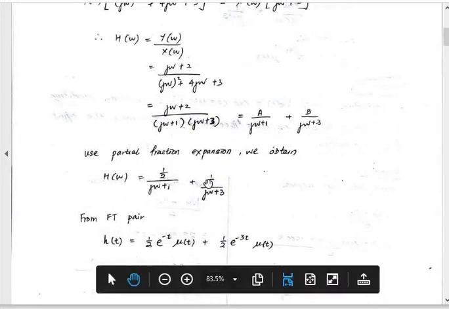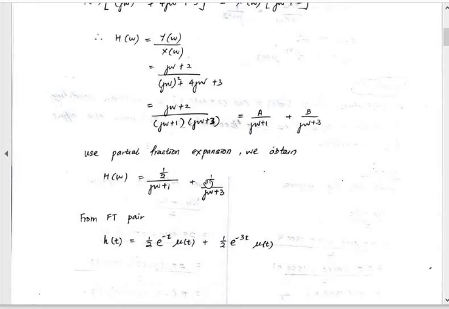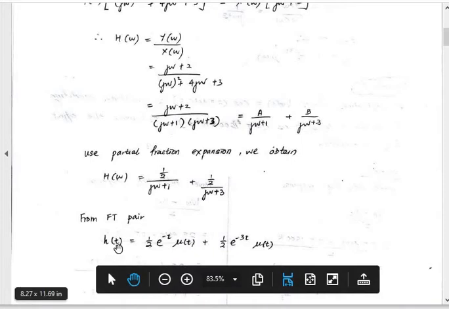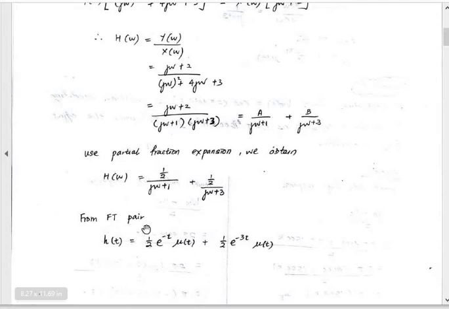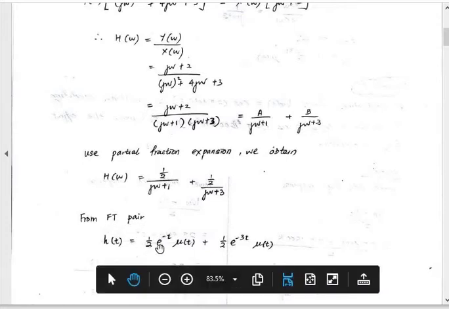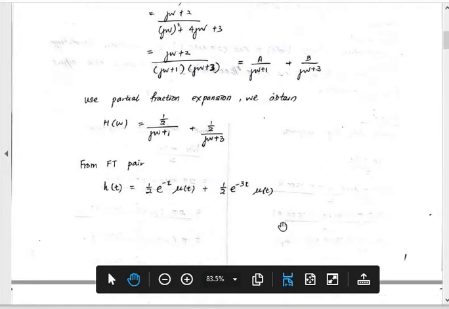Okay, it's like this. If you want to get h(t), the impulse response, I can use the inverse Fourier transform to transform H(ω) into h(t). You can find it using the Fourier transform pair table, and then you get back these signals. So it's 0.5 e^(-t) u(t) plus 0.5 e^(-3t) u(t), the unit step.